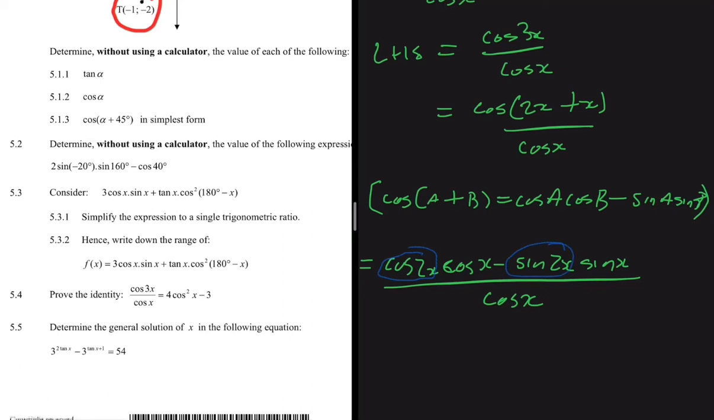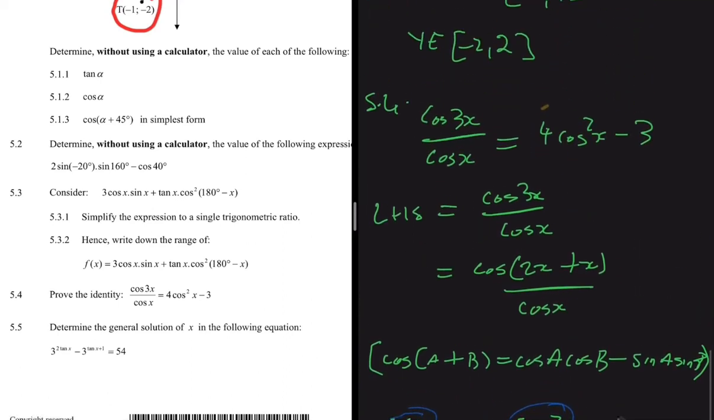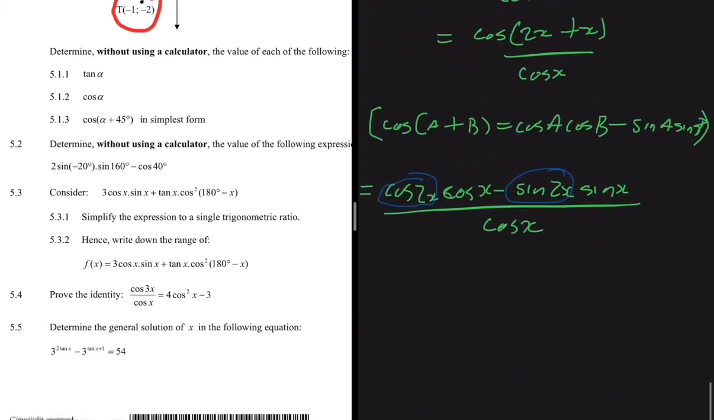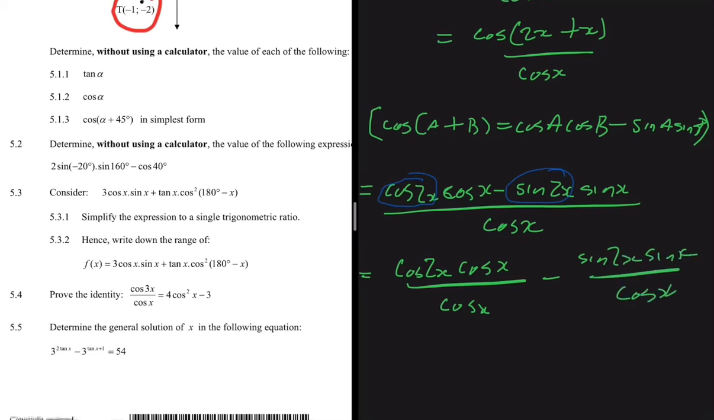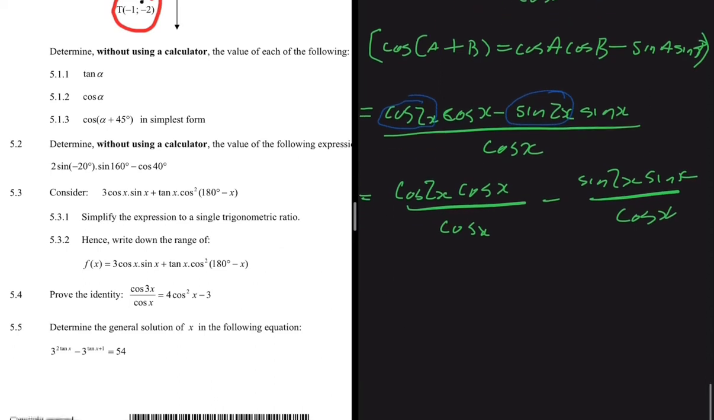But let's not forget what we're trying to achieve. We have 4 cos squared x. We have 4 cos of x squared minus 3, right? So let's break up these terms. We're going to have cos of 2x cos x divided by cos of x, and then minus sine of 2x sine of x divided by cos of x. Check it out and tell me if it doesn't make sense.